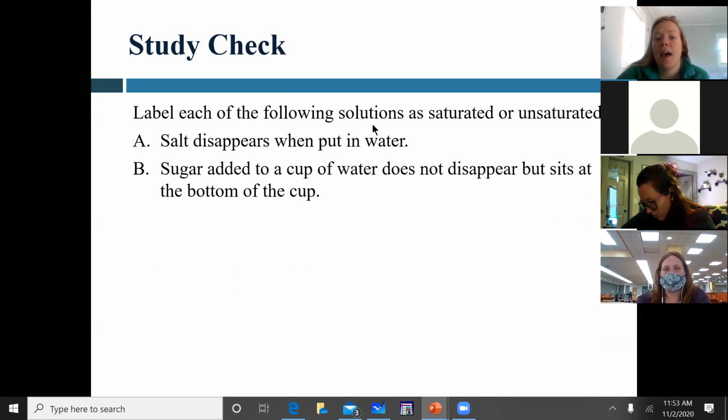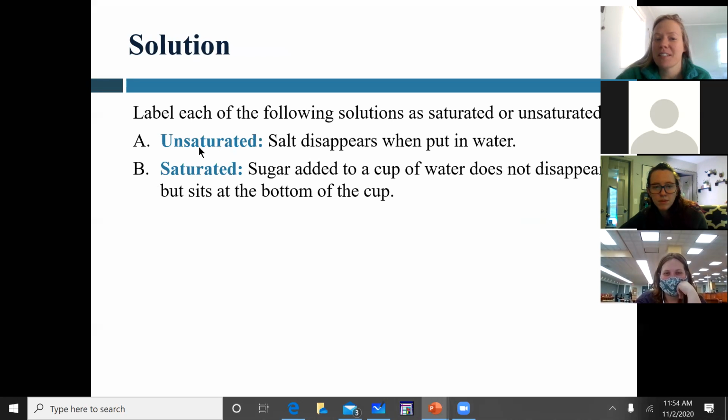So if we were to label each of these as saturated or unsaturated, the salt disappears when you put it in the water. We would say that solution is unsaturated because it can accept more of it. Okay, so sugar added to a cup of water that does not disappear but sits at the bottom of the cup. That means you've added way too much sugar to your tea. If the sugar will no longer dissolve in your tea, you may want to re-look at that. But that would be a saturated solution. Your tea would be saturated in sugar, and any additional sugar is just going to sit at the bottom. I've had that happen once or twice before, though, when I've had a really sweet tea.